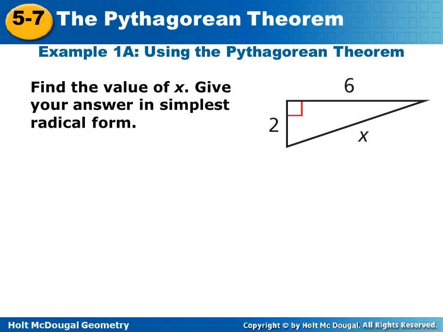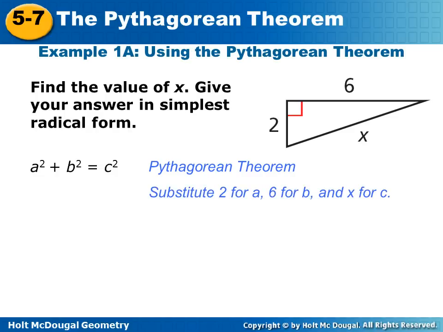In order to find the value of x, you would have to plug in a and b as 2 and 6. So we'd go ahead and rewrite it: 2 squared plus 6 squared equals x squared. Remember, your hypotenuse is the longest side of your triangle and is always opposite the 90-degree angle.